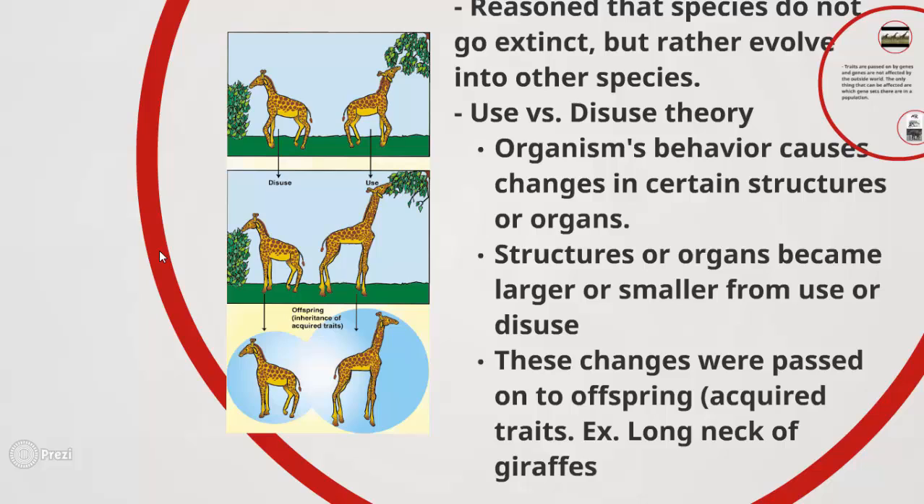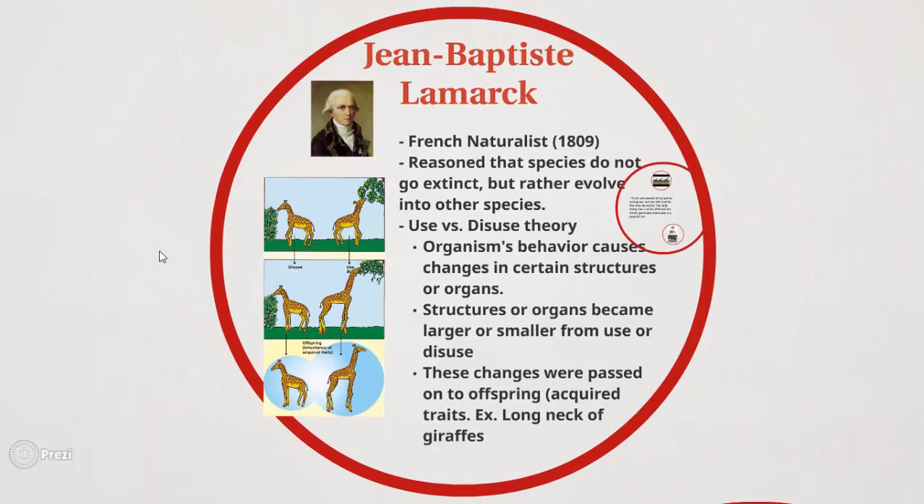Now, over time, as the theory progresses, the trees got taller, and the taller trees were able to keep their leaves, while the shorter ones died off because of drought or environmental conditions or too much competition. So those short-necked giraffes died off because they couldn't eat, and the long-necked giraffes continued to live because they could continue to eat.